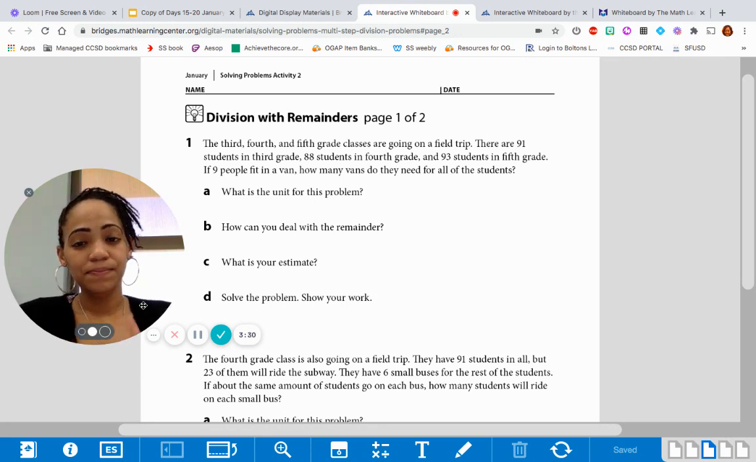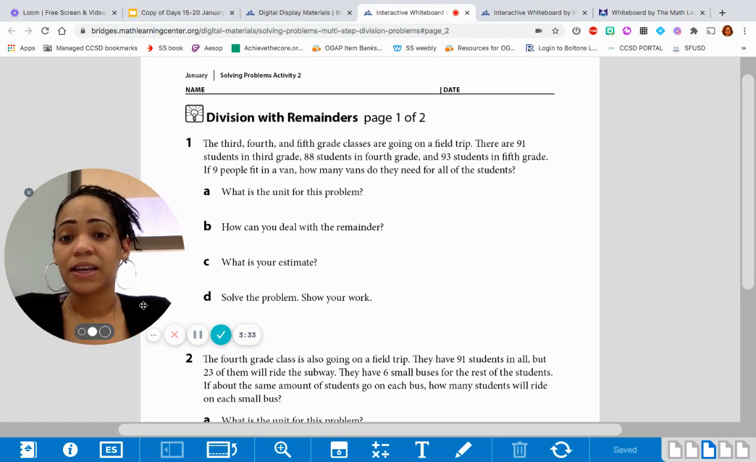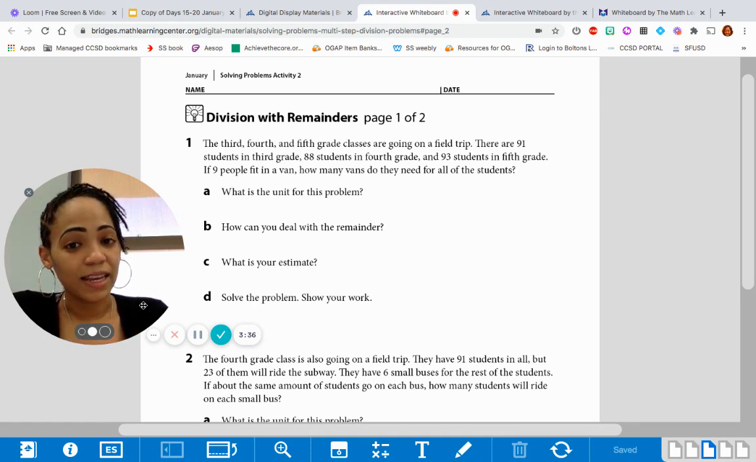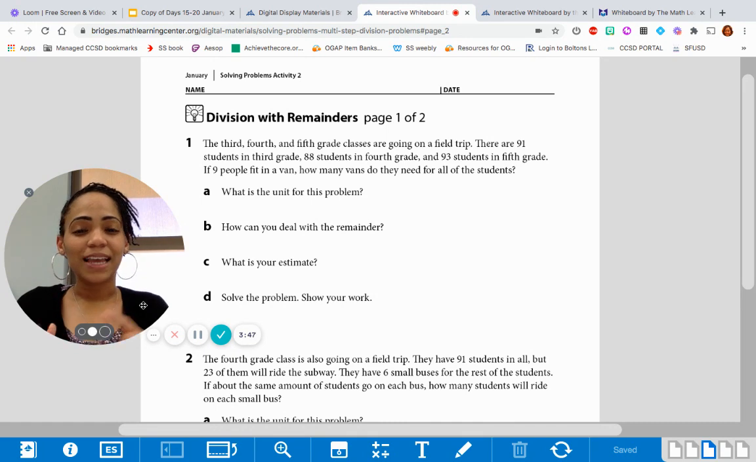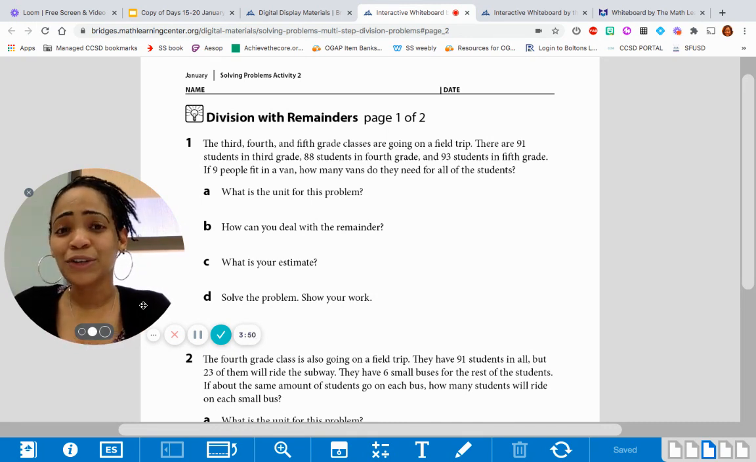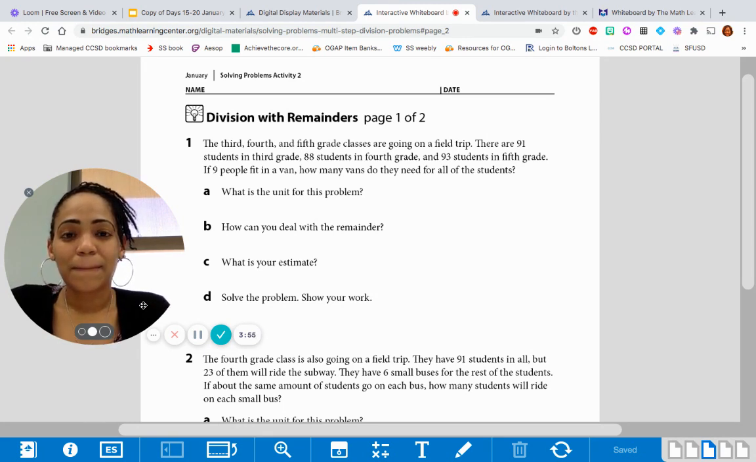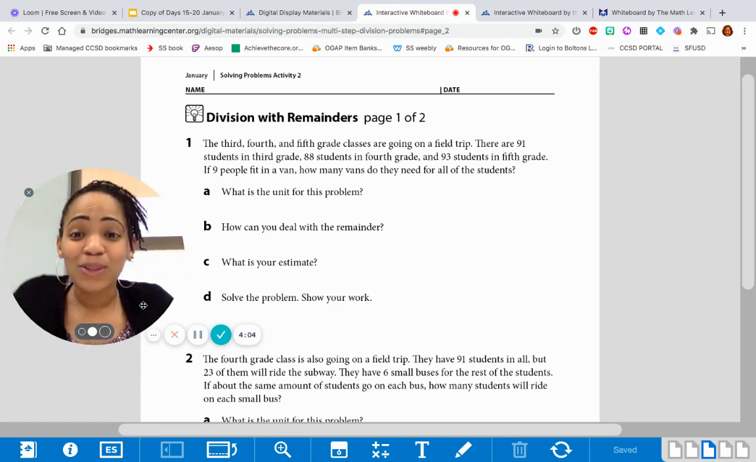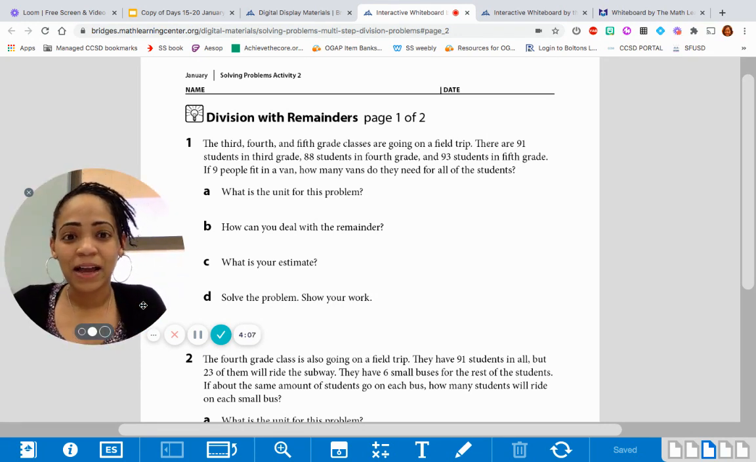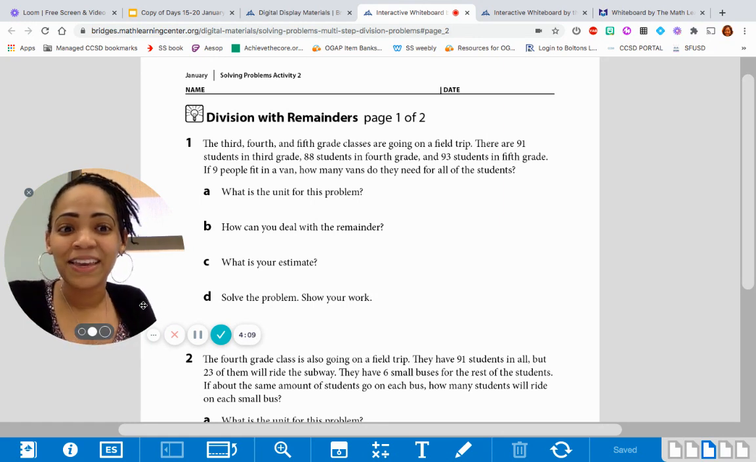The 3rd, 4th, and 5th grade classes are going on a field trip. There are 91 students in 3rd grade, 88 students in 4th grade, and 93 students in 5th grade. If 9 people fit in a van, how many vans do they need for all the students? Take a moment and see if you can put this problem in your own words. What's happening? Right, 3 grade levels going on a field trip. 91, 88, 93, and we can only fit 9 people in a van. So we got to figure out, right, how many vans we need.